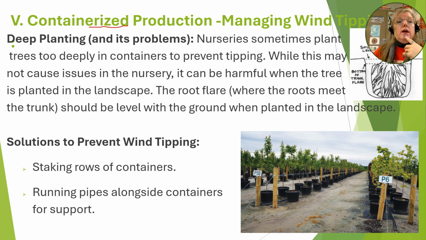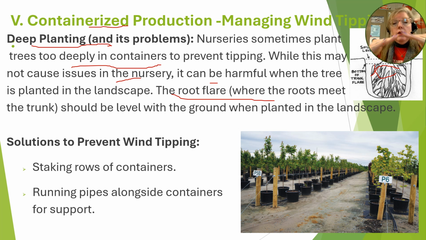Some more containerized things. If you're trying to help manage the wind tipping, you can have deep planting. Nurseries sometimes plant deeply, and there are problems with it. If you plant the trees too deeply in their containers to prevent tipping, it may not cause issues for the nursery, but it's harmful when the tree is planted in the landscape. There's this thing called root flare, where the roots meet the trunk. Okay, that has to be level with the ground. If you have that too low or too high, your tree is going to be damaged.